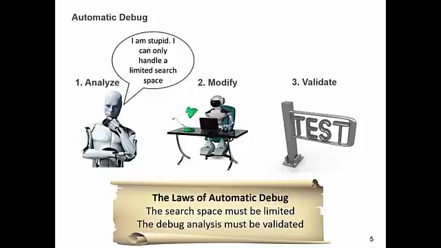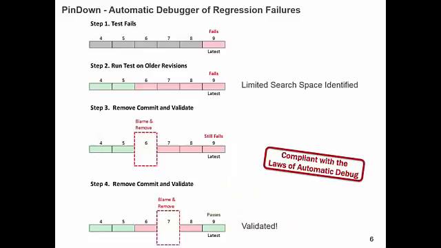Okay, so now I'm going to go into and talk about our solution. Pindown is an automatic debugger of regression failures. So our limited search space is basically that it's a regression bug, it's a regression failure. This is something that has passed before, but it's not passing any longer.